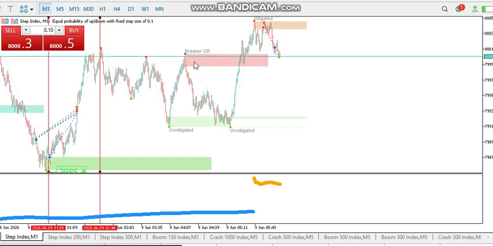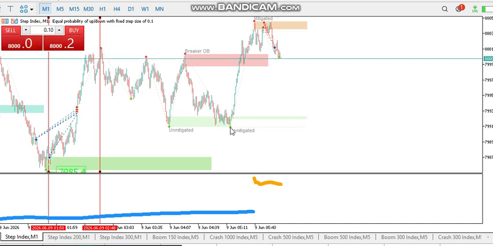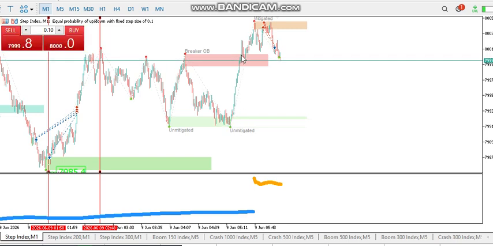So once our breaker OB appears, we can easily look for our entry level to confirm this trend. Once we have our breaker OB, this is the first confirmation that we see. We have our unmitigated level, which is going to be a buy zone for us from this level up to this particular level. This will be our take profit level.